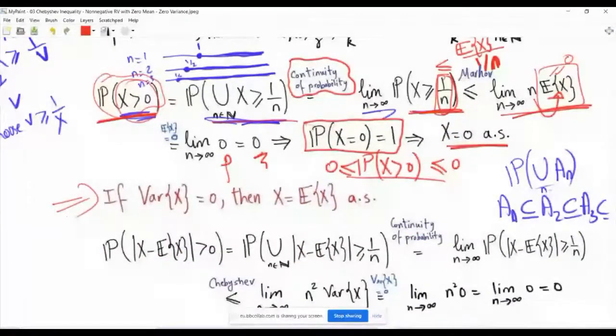Now a similar result is, what if you have a random variable and the variance of this random variable is exactly equal to 0? If its variance is 0, then it must be the case that x is equal to a constant almost surely, and this constant is nothing but the first moment of x. So if the variance of the random variable is equal to 0, it must be the case that x is equal to the expected value of x almost surely, with probability 1.